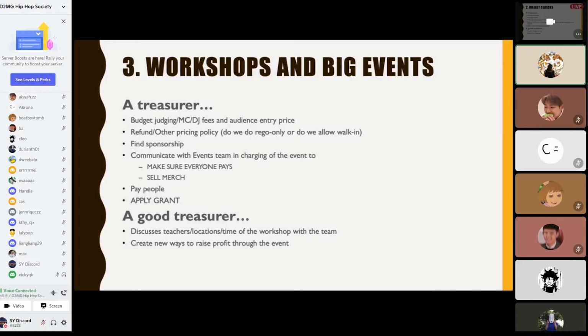And you also need to find sponsorship for big events like our non-existing Levels for this year. But yeah, you have to liaise with different parties and find out the best match for D2. So basically it matches our community representation as a hip-hop society, and also that has money. And also you have to communicate with the events team in charge of that event to make sure that everyone pays. Again, no one can enter our event without paying.